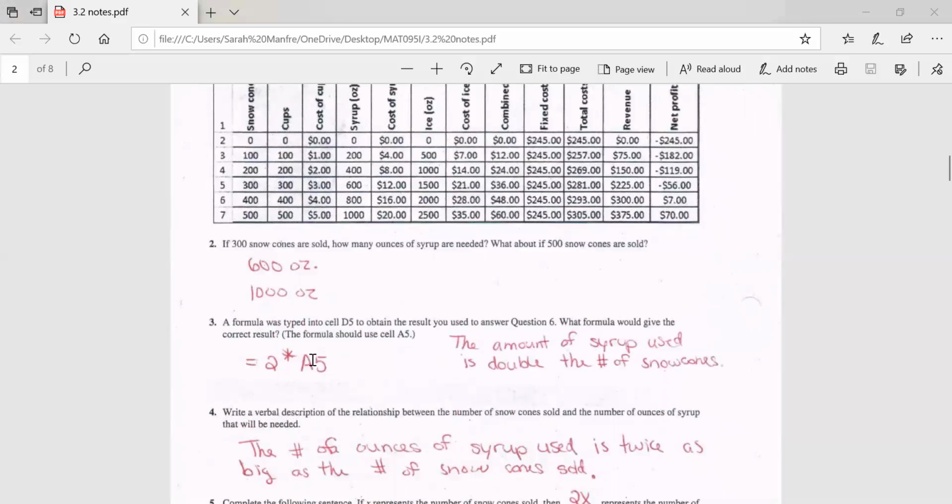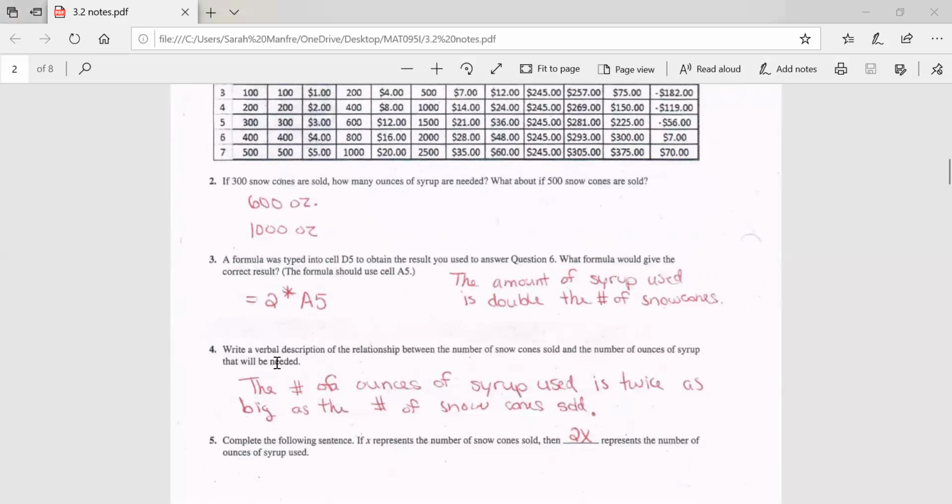Now, question 3 is asking you to write a formula that you would put into Excel. This I'm not really too concerned about, but basically if you were wanting to make a formula in Excel, you would do equals 2 asterisk, the star, times cell A5. The reason why we're doing 2 times is because 300 snow cones was 600 ounces of syrup, and 500 snow cones was 1,000 ounces of syrup. So what is the relationship between those two? Well, there's double the amount of syrup than snow cones sold, which is why we're multiplying by 2.